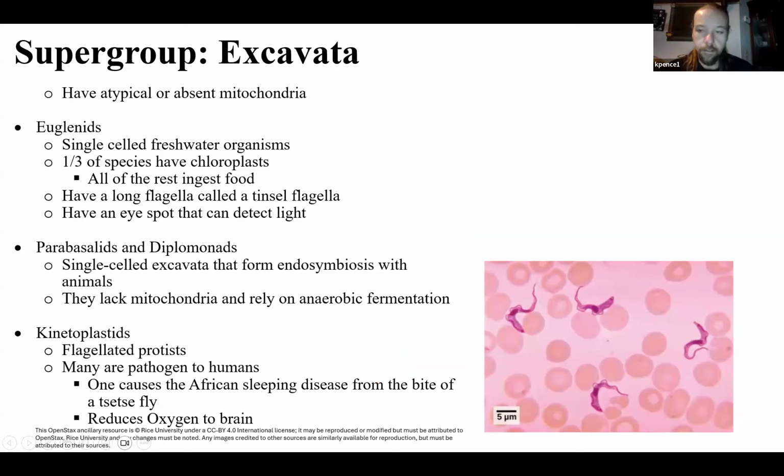Okay. Another weird little protist here. These are excavates. Excavates are going to be organisms that either have no mitochondria, they kind of got rid of them, or the mitochondria have shrunken so much that they're not really being used anymore. Euglenoids are a very good example. Euglenoids are freshwater organisms. They have a flagellum too, so they're motile.